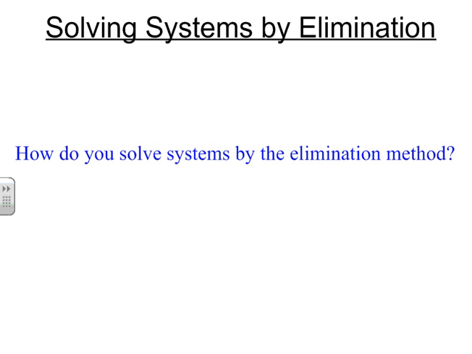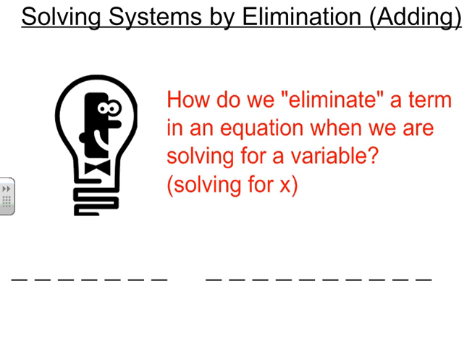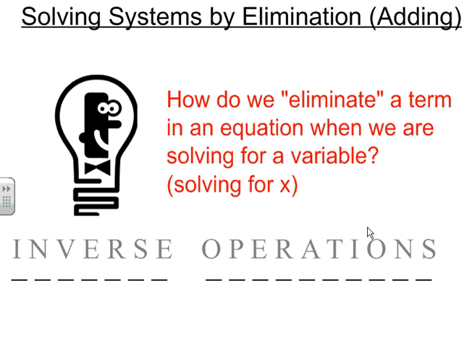Solving systems by elimination. Now, how do you solve a system by elimination? Well, we've got to think of a couple of things. One thing that's going to help us is if we can remember that when we eliminate a term in an equation, in other words, when we're solving for a variable, such as solving for x, we use inverse operations to help us to do that. We use inverse operations because it makes the term go away. If we add the opposite, that term disappears.